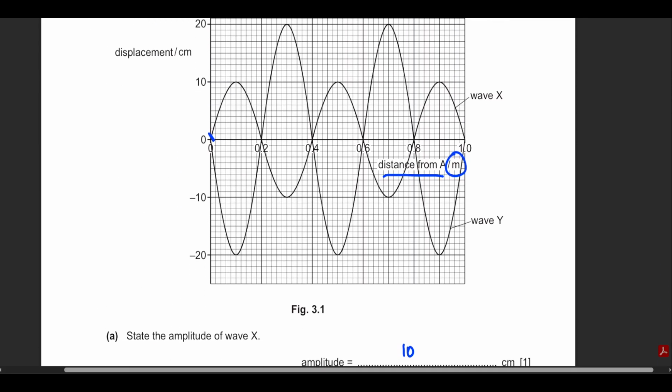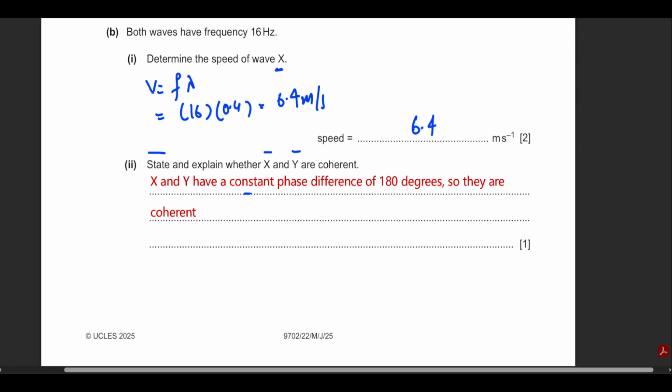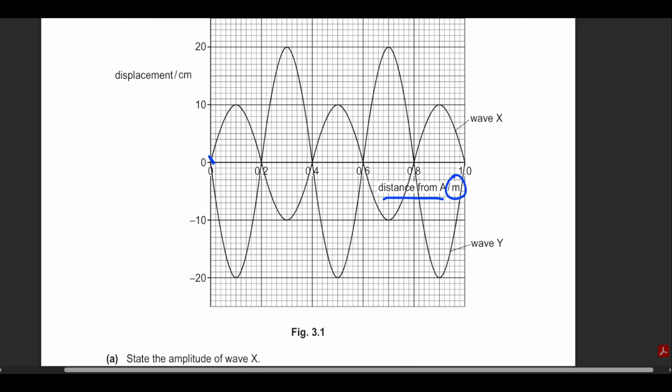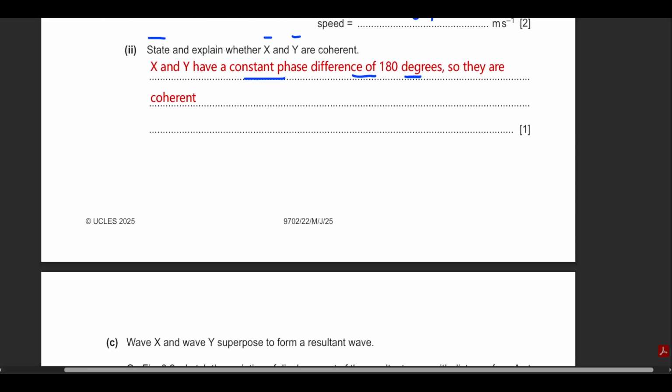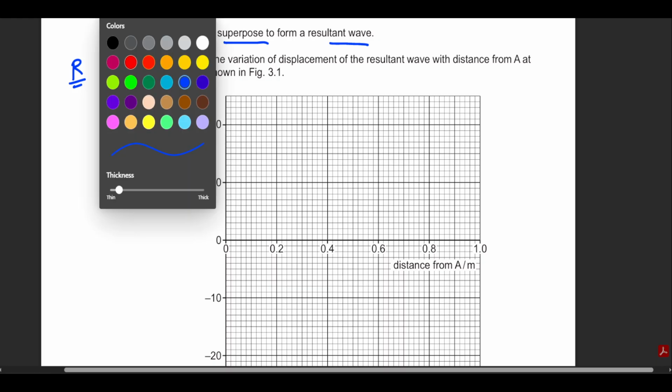As you can see, they both have the same wavelength, so they're definitely coherent, right? X and Y have a constant phase difference of 180 degrees, so they are coherent. They are actually 180 degrees apart, but they have the same wavelength and probably the same frequency as suggested. So they are coherent. Wave X and Y are superposed, or they're going to superimpose to form a resultant wave. This is a good question, and it's repeated in MCQ sometimes.